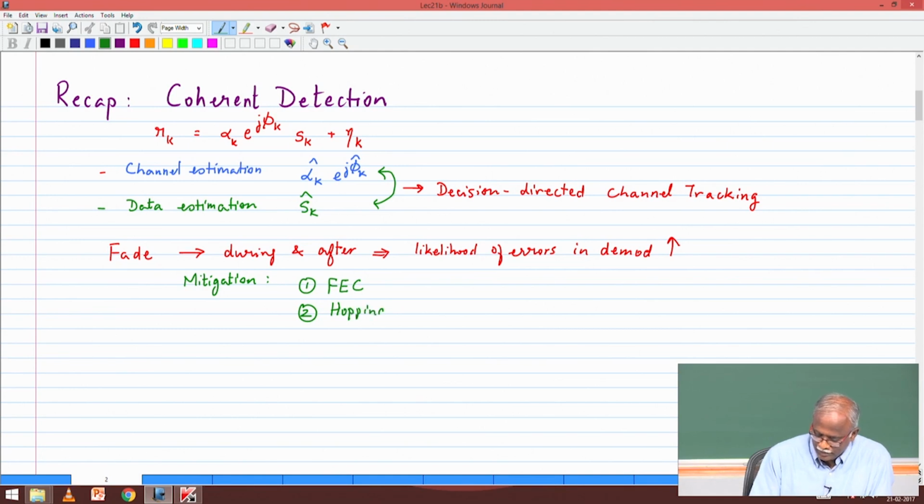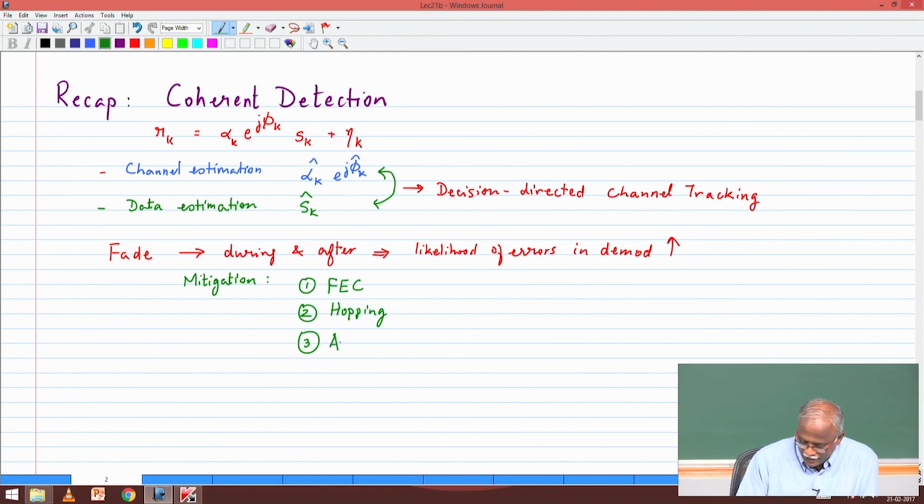Changing your sequence, but then you must repeat the data, because if you have already lost the data due to a fade, you must do some combination of that. In hopping, let's say you do a repetition of data, you are losing a lot of overhead. A way by which we can avoid that overhead is by antenna diversity.